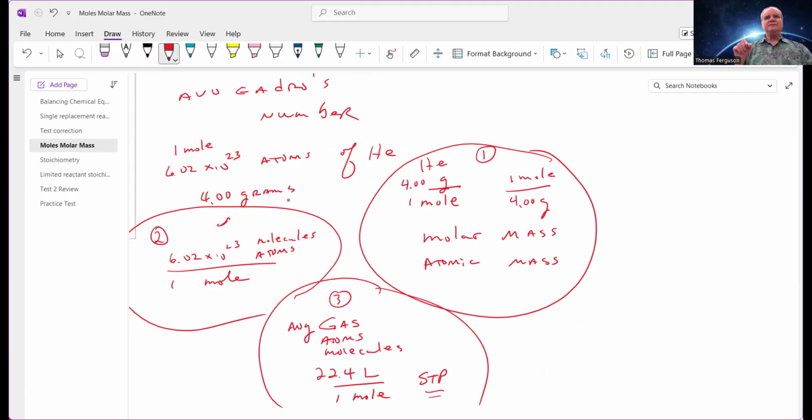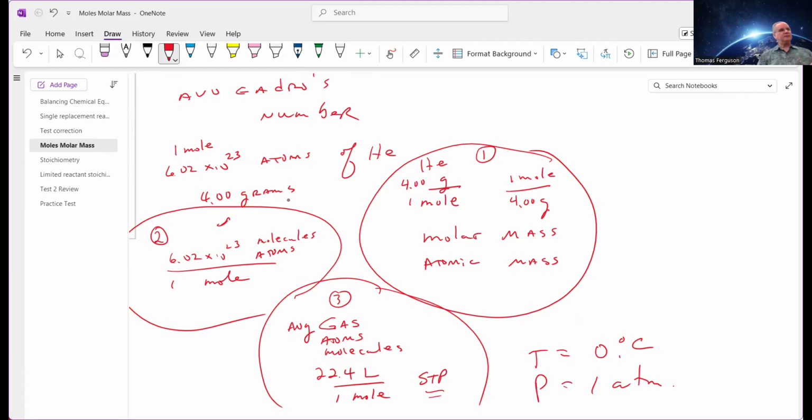Now, I put this caveat down here called STP. That's short for standard temperature pressure. So the 22.4 only is valid at standard temperature and pressure conditions. Temperature is 0 degrees, pressure is 1 atmosphere. Now, when you deviate from that, it's no longer 22.4. There's something called the gas law that will tell you what that deviation is.